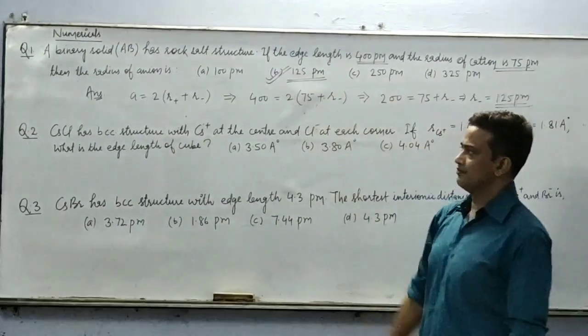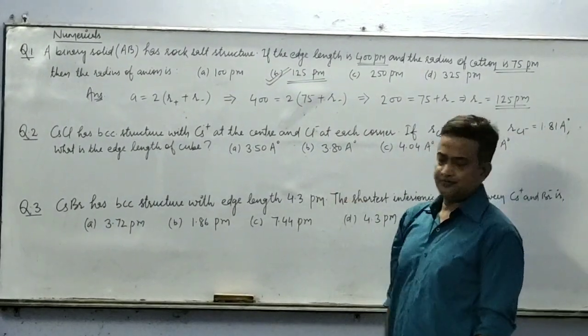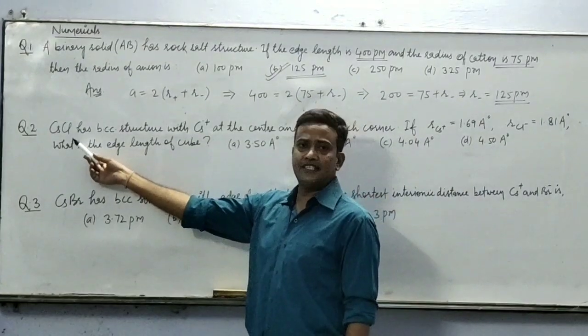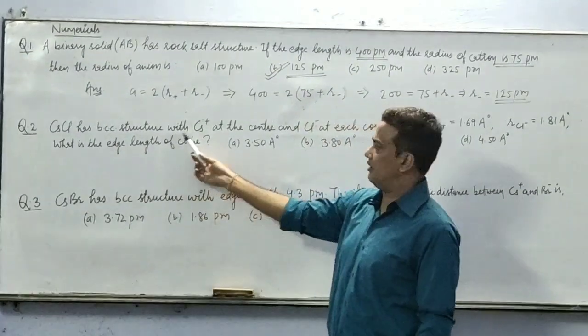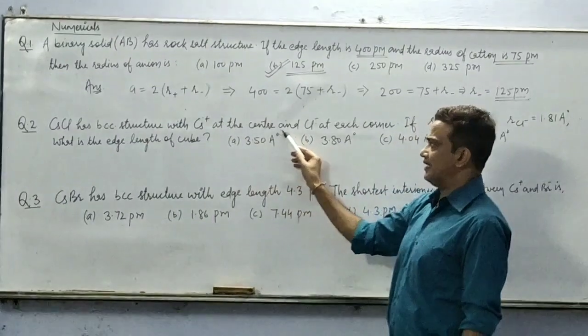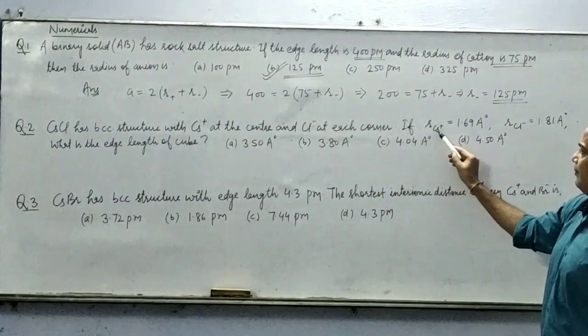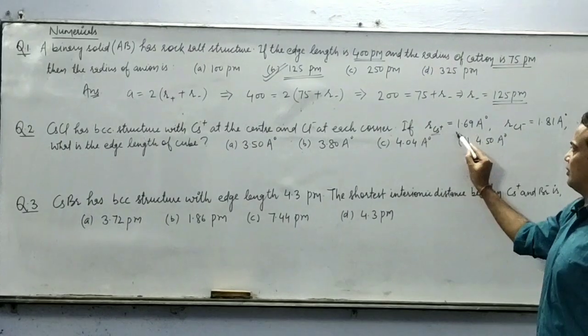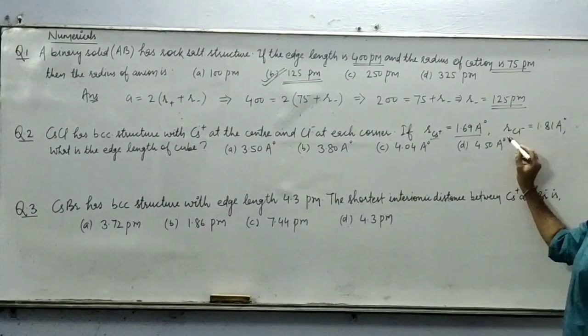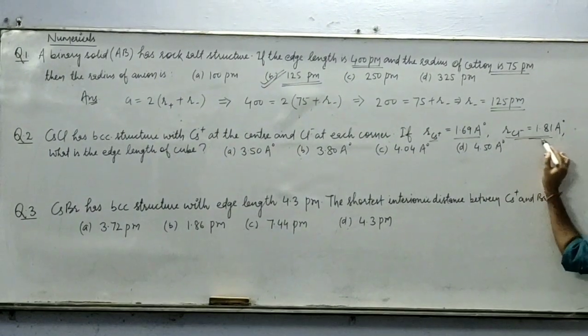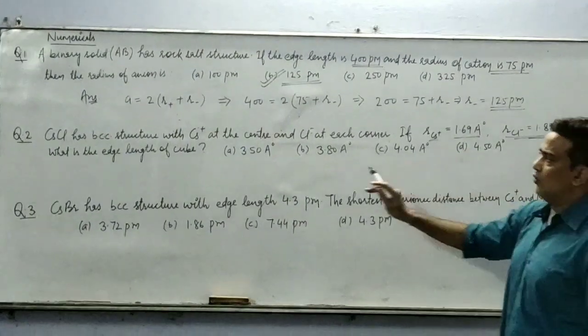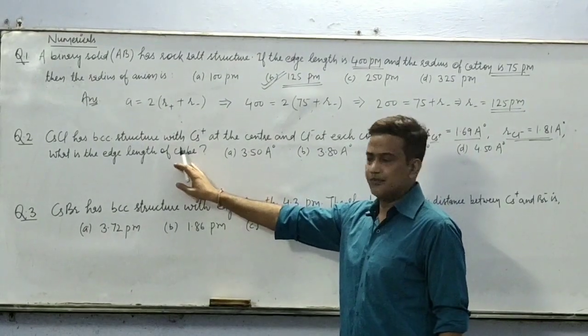125 picometer. Next question. CsCl, cesium chloride has BCC structure with Cs positive at the center and Cl negative at each corner. If r of Cs positive is 1.69 and r of Cl negative is 1.81, then what is the edge length of the cube?